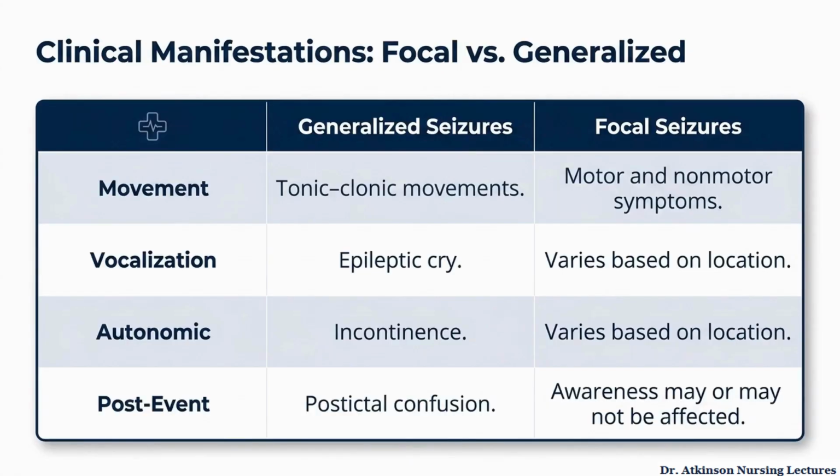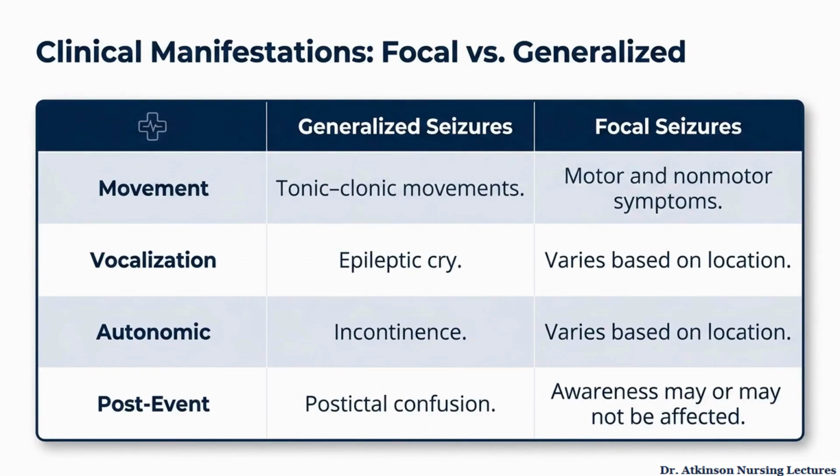Now let's connect the classification to what you actually see clinically at the bedside. Generalized seizures usually involve widespread tonic-clonic movements, loss of consciousness, postictal confusion, and sometimes incontinence, or what's called the epileptic cry, right before the tonic phase begins.